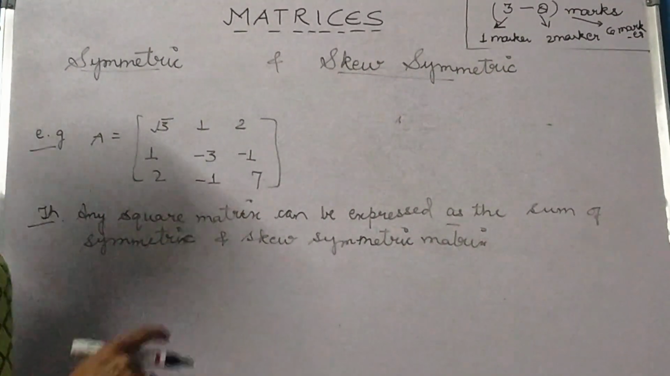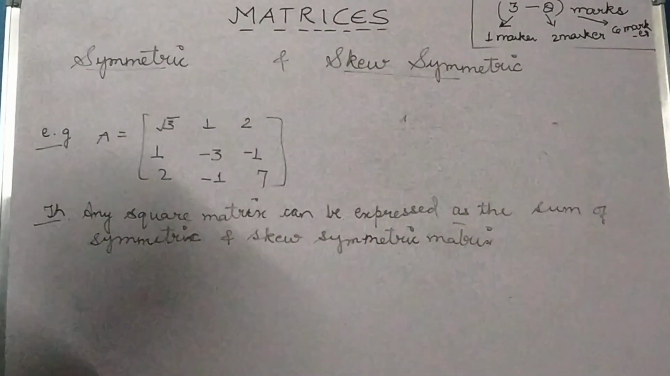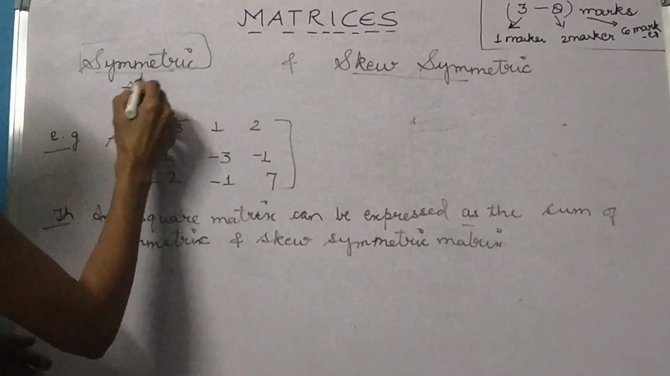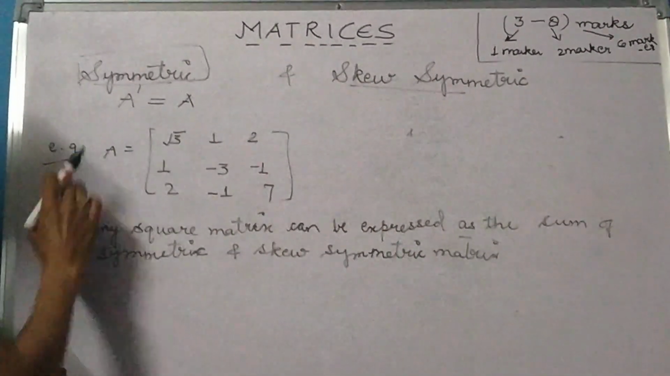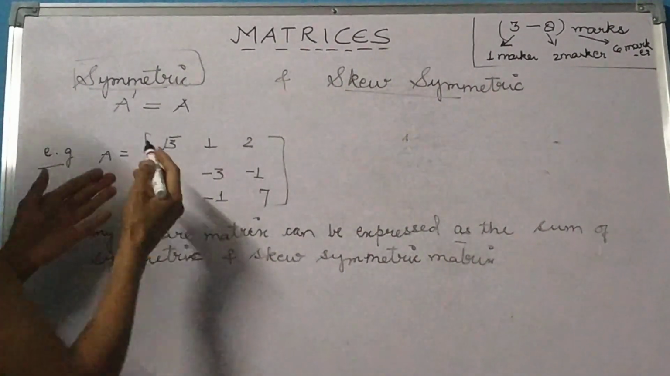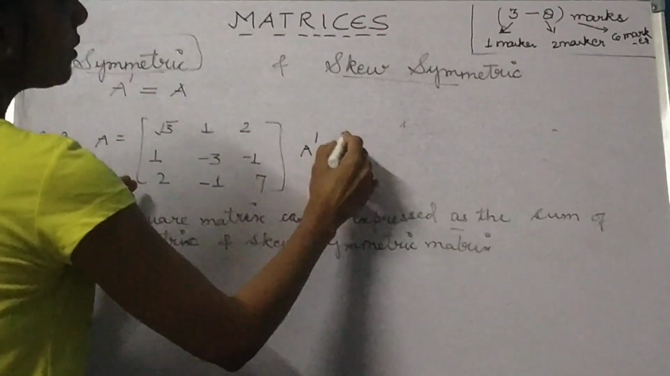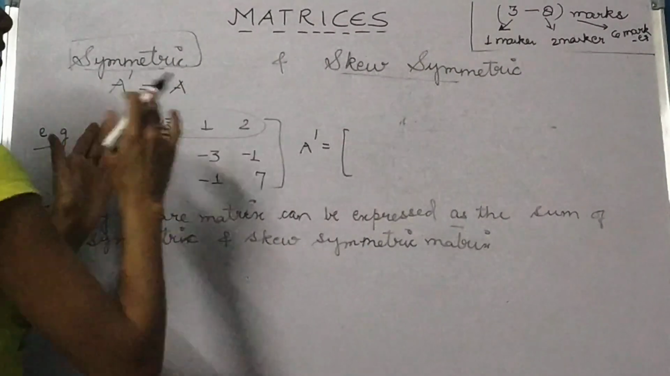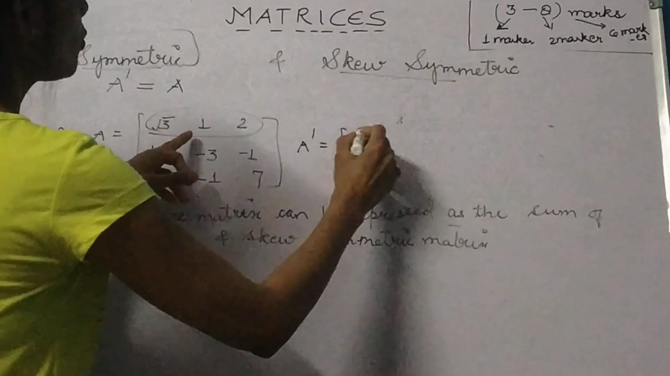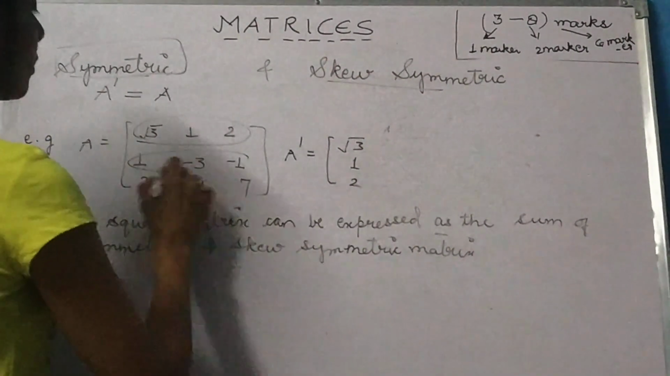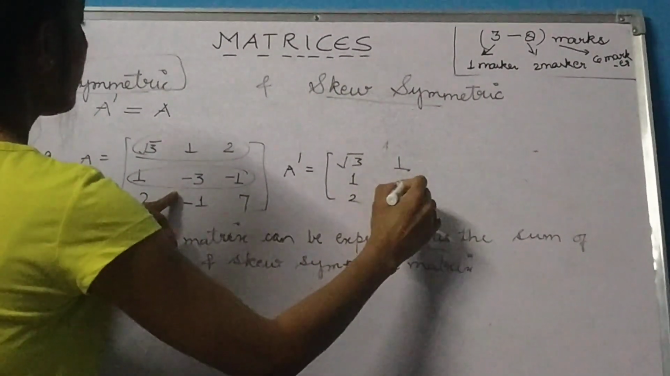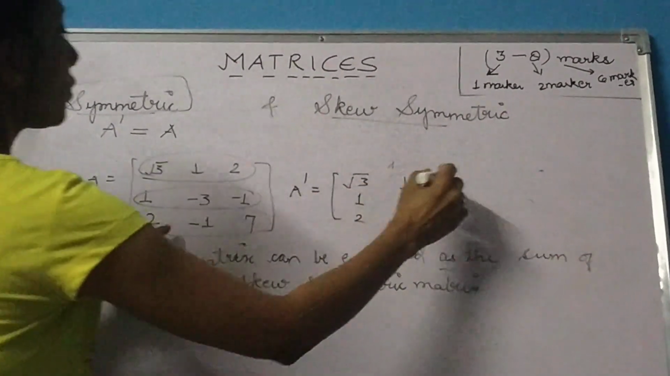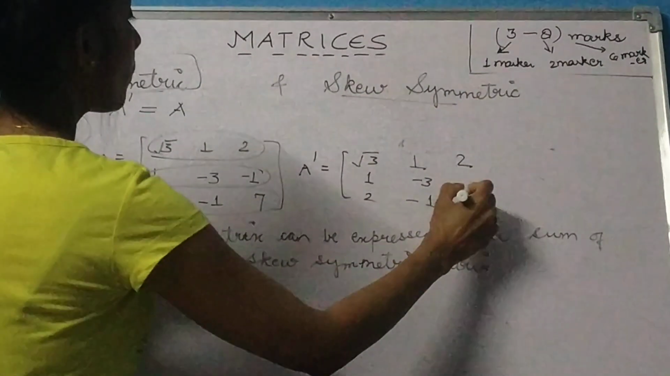Now let's see what is symmetric and skew symmetric matrices. We can call a matrix as symmetric if its transpose gives me again A. For example, this is an example. If I find transpose of this matrix, that means if I convert row to column, then again I will get the same matrix. It is root 3, 1, 2. This is my second row, which can be written as 1 minus 3 minus 1. This is my next row, which is converted into column. So 2 minus 1 and 7.